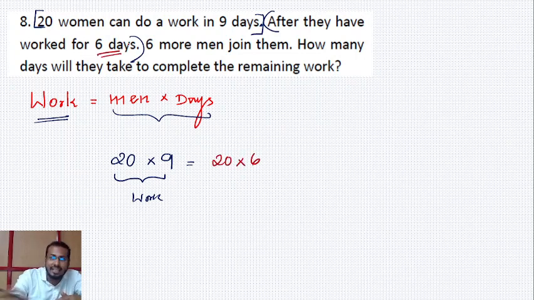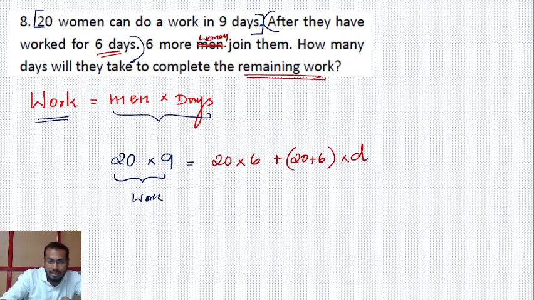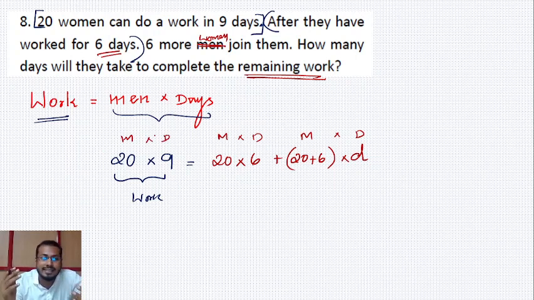After 6 days there is a change. What is the change? 20 women plus 6 women joined. Not men, it was women. 6 more women joined with them. Right. So how many days will they take to complete the remaining work? This is the remaining work, that is D. This is men into days. Here it was men into days. So I have written everything in men days. Just solve this, you will get the answer.